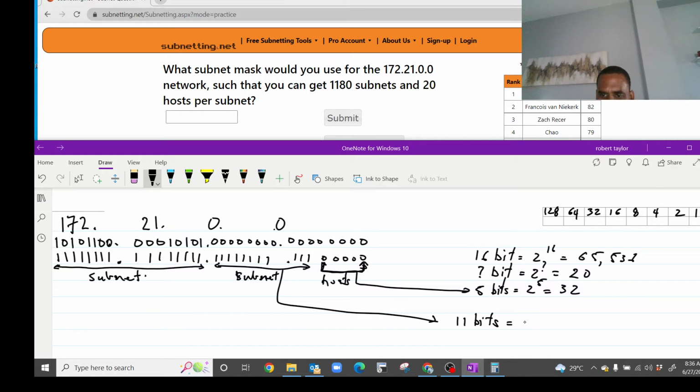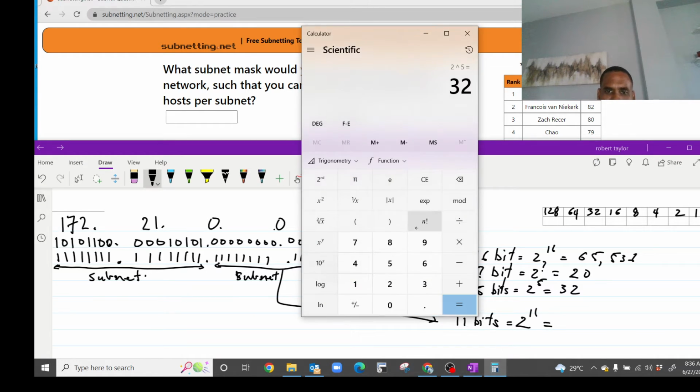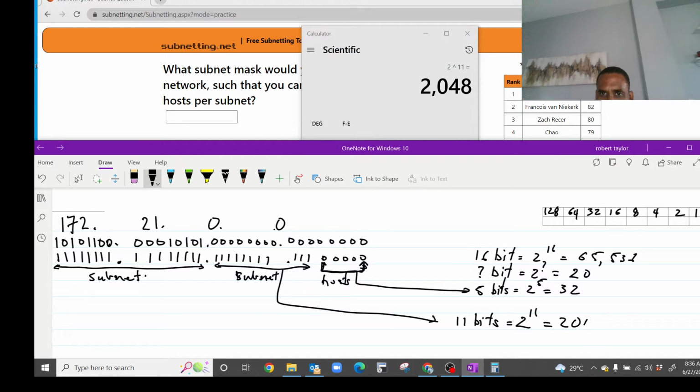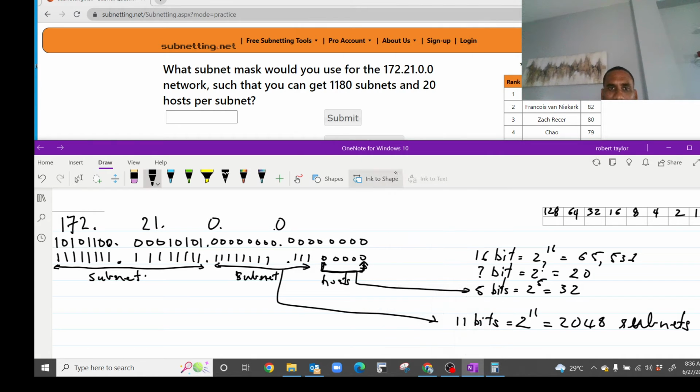So how many subnets will I get? All right, you guessed it. Raise 2 to the power of 11, and that gives me 2,048 subnets. All right. It is more than the 1,180 that I need, but at least it can cover the 1,180.